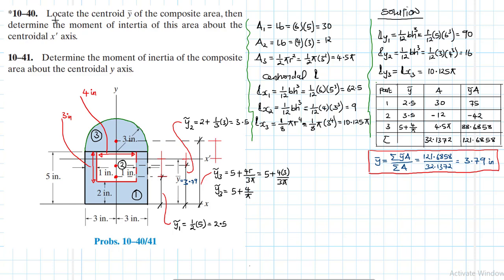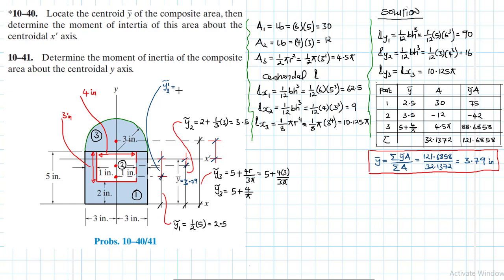So these are the distances we are looking for. I'll use blue this time around. So these distances, this distance there and that distance there. So let's start with the first one. So this distance, we'll call it y prime. Let's call them y prime 1.